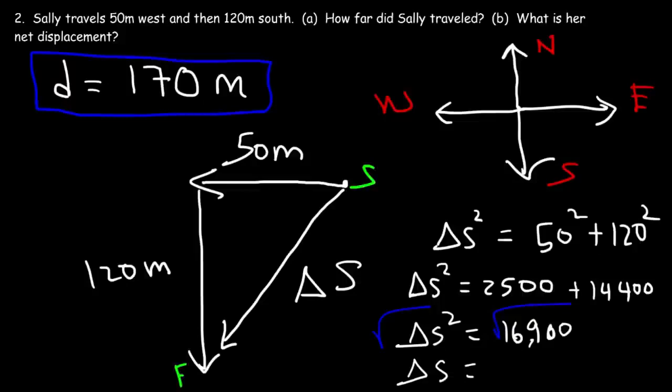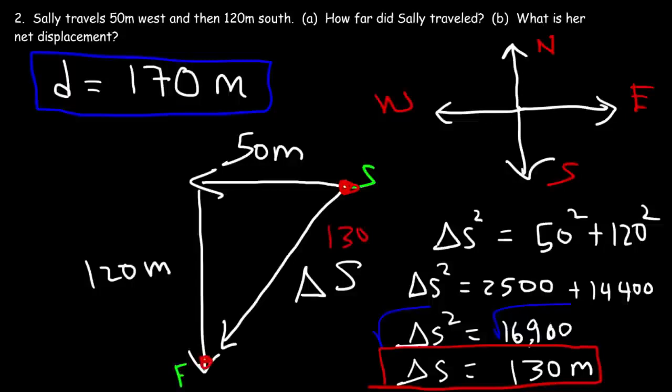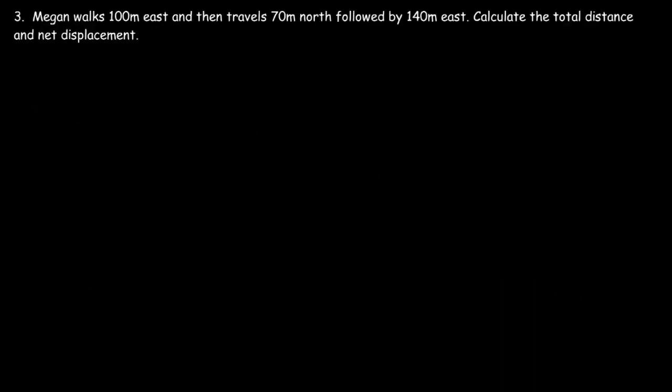The square root of 16,900 is 130. So that is Sally's net displacement. That's the distance between her initial position and her final position. And so that's the answer for part B.